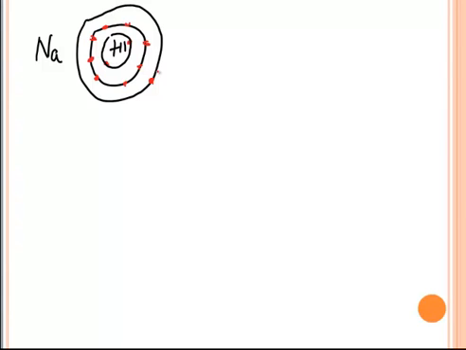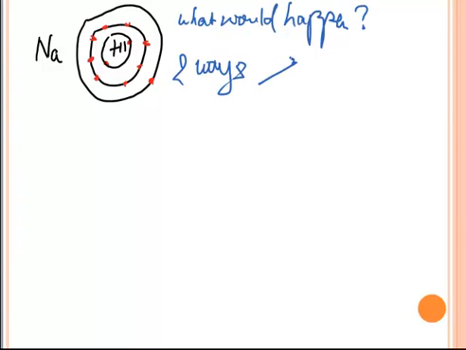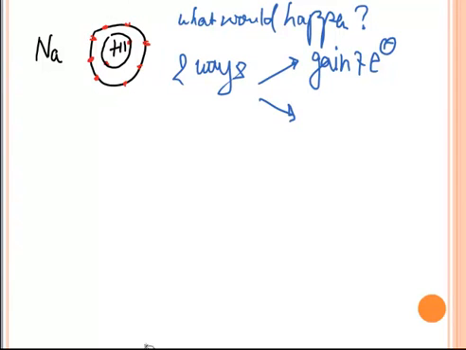Okay, so what would it do to achieve the noble gas electron configuration? What will happen? There are two ways. Either you gain 7 electrons, or this alternative. If you can clearly show here, you will notice there are 8 electrons underneath. If I can erase this, the outermost shell, then you can have 8 electrons. So then you gain 7 electrons, or you lose 1 electron.